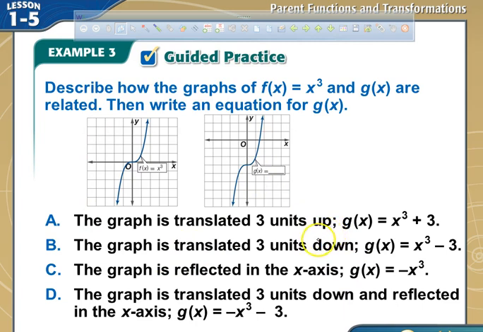I'm going to pause the video, let you read it, and I want to see what you guys come up with. So look at this graph. There's the original graph. Here's the new graph. See if you can figure out what happened.